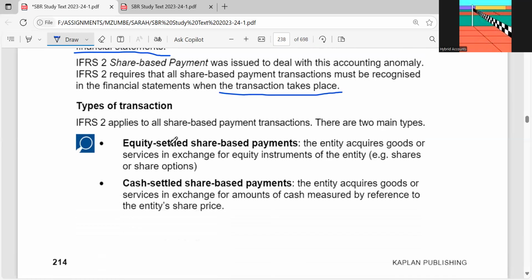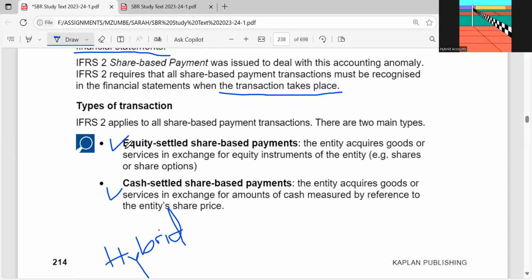All right, our types of transactions now. I spoke of them earlier. I told you we have equity settled, we have cash settled, but also we have the hybrid, a combination of both, which depends. In some cases, you could settle with equity, and in some cases, you could settle with cash. Of course, we're not going to deal with that, so don't worry about that.